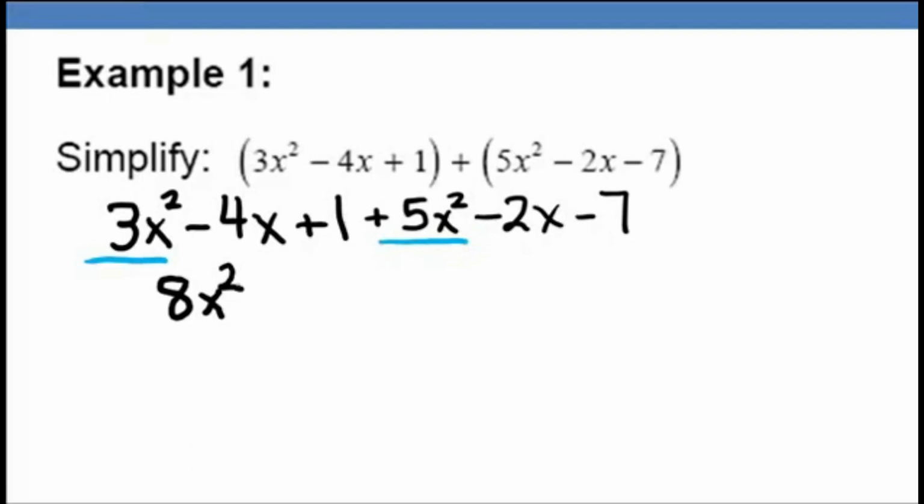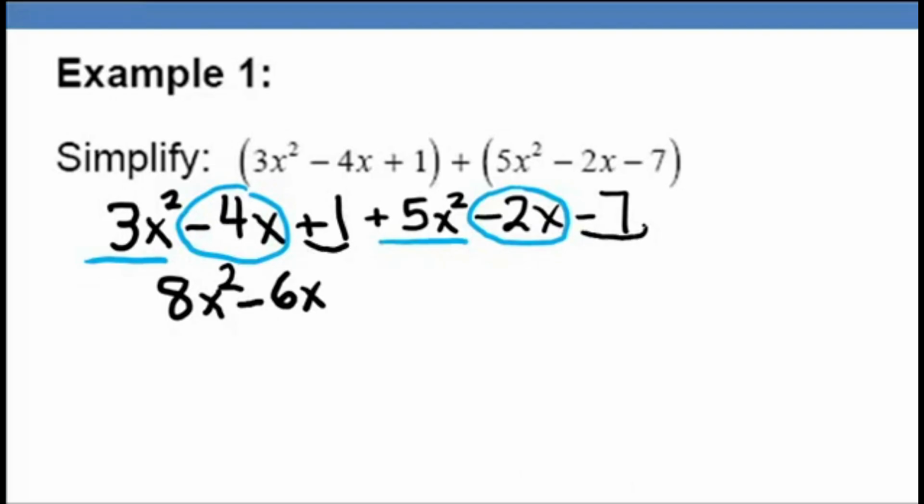Then we'll do the x terms. And they are like signs. So they're going to add, keep the sign, to give us a minus 6x. And then we'll pick the constants. And they are different signs, so they will subtract, sign of the larger.